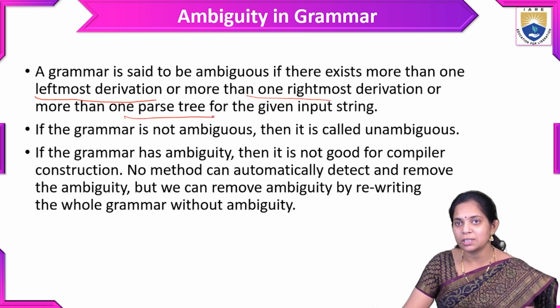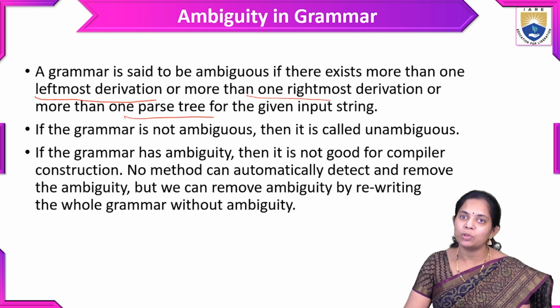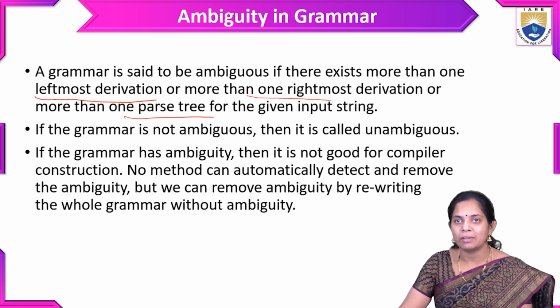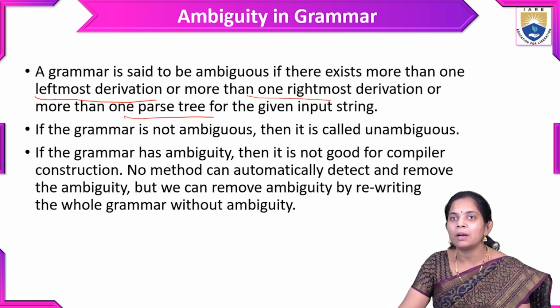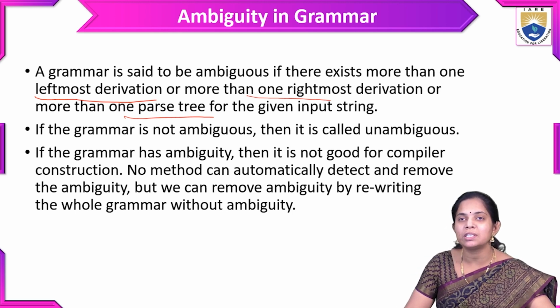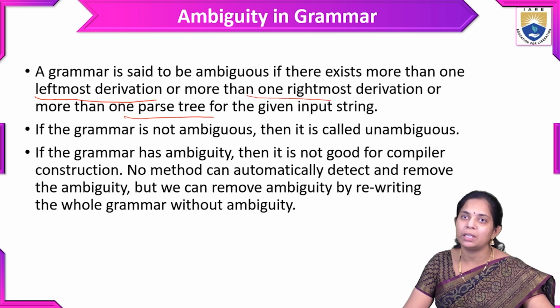Here the parse tree is nothing but the derivation tree. The derivation tree also has two types: the left derivation tree and the right derivation tree. We already discussed this derivation tree also. So if a context-free grammar has, for a string, two or more leftmost derivations or rightmost derivations, or we can form two or more parse trees, that grammar is called ambiguous.